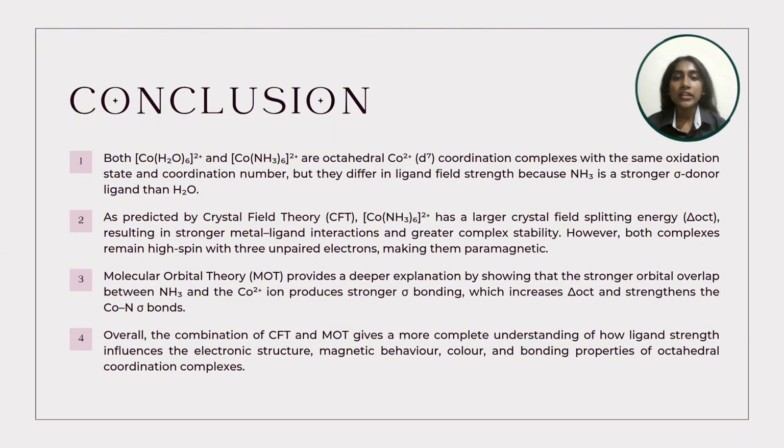In conclusion, both coordination complexes have the same central metal ion, oxidation state, and electronic configuration, but the difference in ligand strength leads to important differences in their properties. Crystal field theory successfully predicts the electronic arrangement, spin state, and magnetic behavior of the complexes, while molecular orbital theory explains the origin of these differences through orbital overlap and bonding interactions. Therefore, using both theories together provides a more complete understanding of how ligand strength influences the electronic structure, bonding strength, color, and overall properties of octahedral coordination complexes.